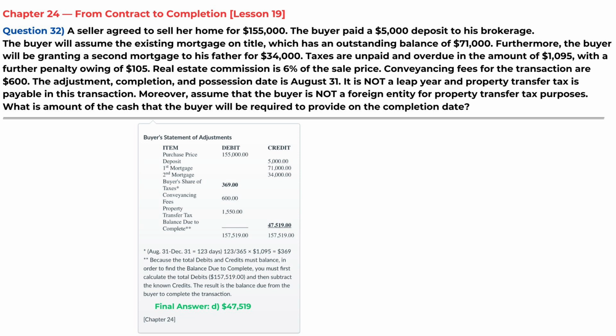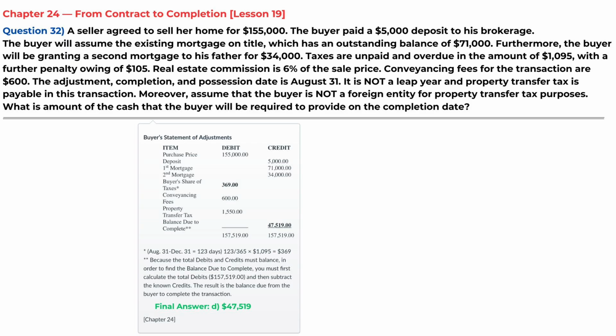Real estate commission is 6% of the sale price. Conveyancing fees for the transaction are $600. The adjustment, completion, and possession date is August 31st. It is not a leap year, and property transfer tax is payable in this transaction. Moreover, assume that the buyer is not a foreign entity for property transfer tax purposes.